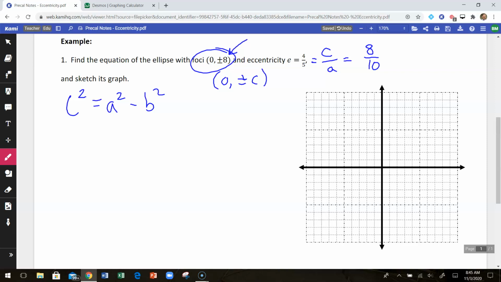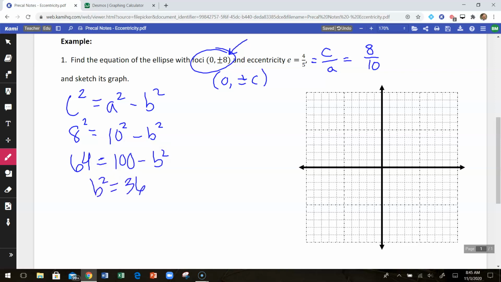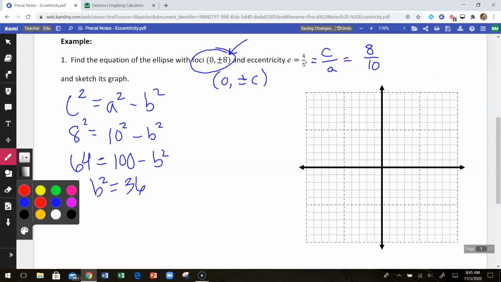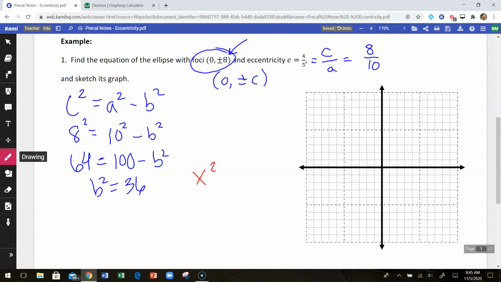That means that I have c squared, that means I have 8 squared equals 10 squared minus b squared. So if I solve this, that's going to give me 64 equals 100 minus b squared. So that would tell me that b squared would be 36. Now, when I go to write my equation, I know I have x squared over plus y squared over equals 1.